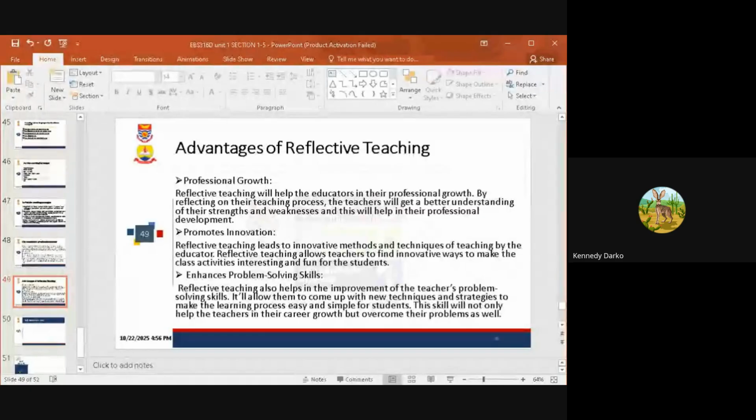Now, advantages of reflective teaching. What are the advantages of reflective teaching? Professional growth. When you reflect on your teaching, whether it went well or badly, it will help you to grow professionally. Promotes innovation. It helps you to bring in different ideas. Enhances problem-solving skills. For the same problem, you find a way of solving it in a different manner. And so these are the advantages of reflective teaching.